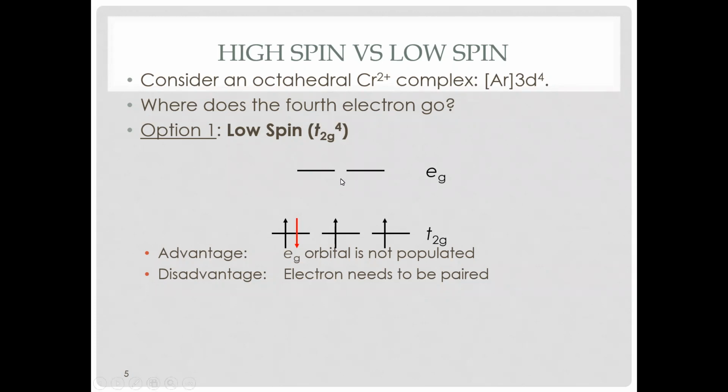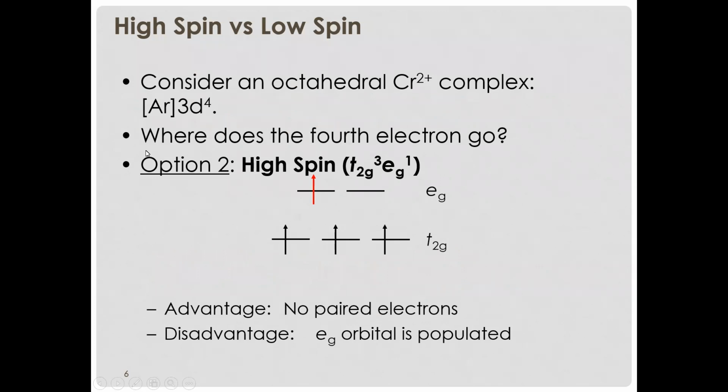All right, option 2, and these first 2 bullet points are the same information as on the last slide. Option 2 is high spin, and that's where we take that last electron shown here in red, and instead of pairing it, we put it in the eg orbital. So the advantage of this is we don't have that pairing energy, but the disadvantage is now we're populating the higher energy eg orbitals. Okay, so we've got a little bit of conflict going on here. So how do we know which option is appropriate?